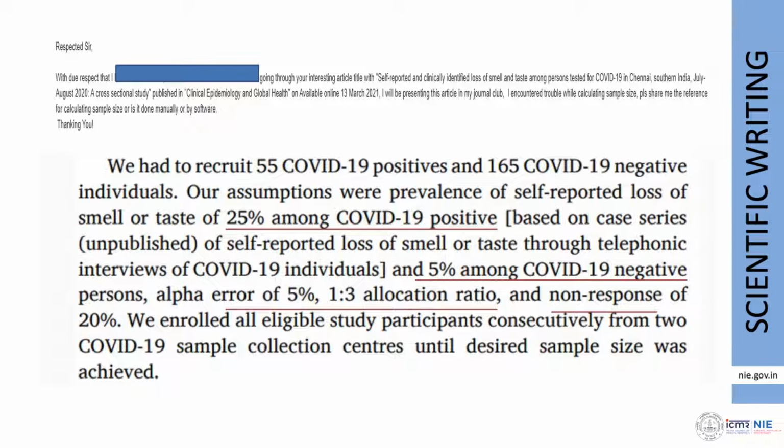So here, if you see, we have taken a number of 25% for the COVID positive patients who are likely to suffer from loss of smell and taste, and then we have taken 5% as the prevalence of anosmia or ageusia in COVID negative patients. We have specified the errors that are allowable when we are comparing these two groups, and we have specified how we are going to be sampling people. So all this comes together in your sampling strategy and sample size section.